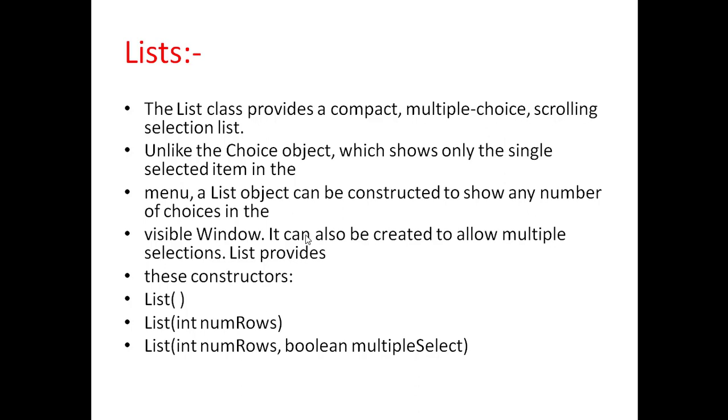Unlike the Choice object, which shows only the single selected item in the menu, a List object can be constructed to show any number of choices in the visible window. It can also be created to allow multiple selections. List provides these constructors. First, List default constructor. Second, List(int numRows). Third, List(int numRows, boolean multipleSelect).